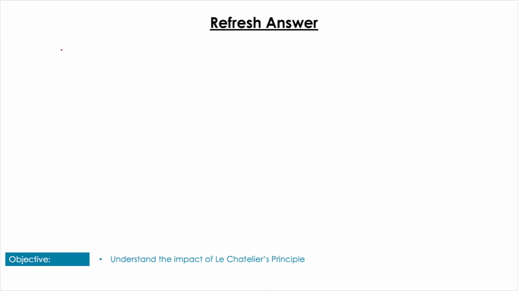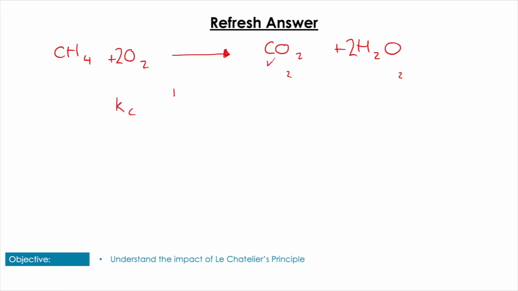So with a question like this, I'm always going to need my balanced equation before I can do anything else. So CH4 plus O2 is always going to equal, of course, CO2 plus H2O. Going to balance that up, and I'm going to need a 2 in front of my H2O to balance my hydrogens, and then I'm also going to need a 2 in front of my O2 to balance my oxygens.